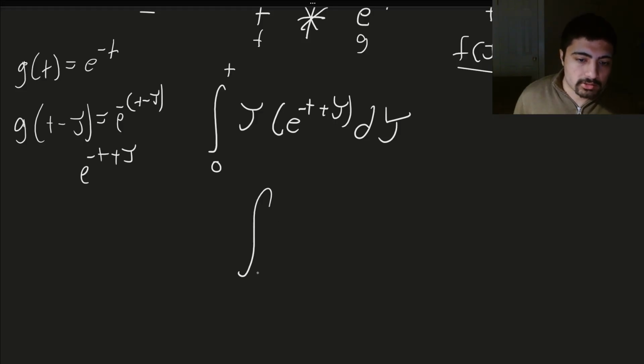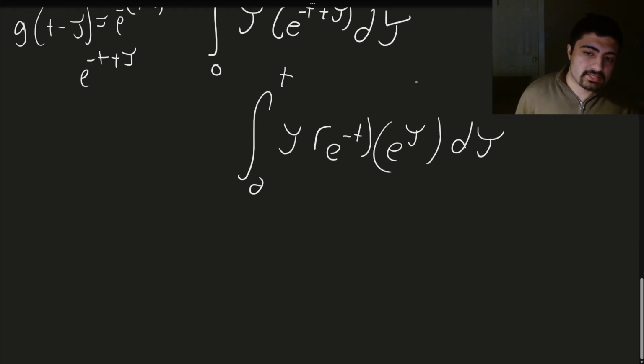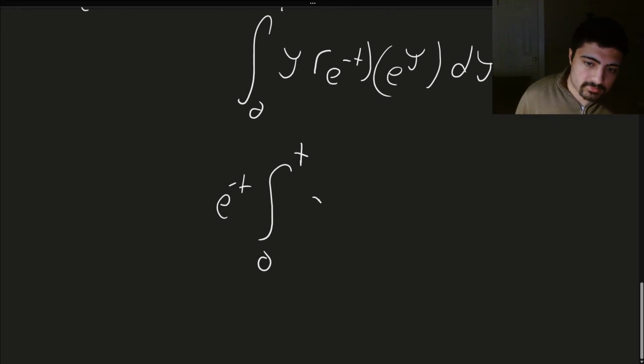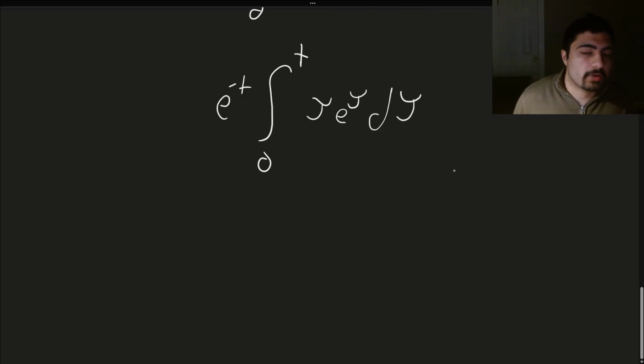Okay, so I'm just going to use some algebra to make this look better. So we're going to say tau times e to the minus t, and then e to the tau, d tau. Well, pull this e to the minus t outside of the integral and get 0 to t, tau times e to the tau. And this is actually a very commonly used integral in calculus and differential equations, t e to the t or tau e to the tau. And the way to solve this integral is going to be integration by parts.